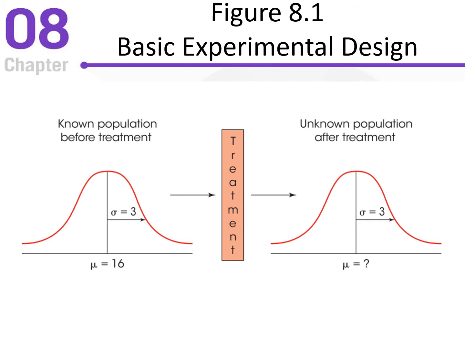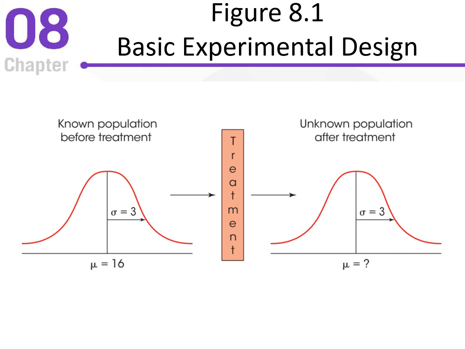So here's a basic scenario for hypothesis testing. We know that the original population we're studying has a mean of 16 and a standard deviation of 3. So we do some kind of treatment or intervention by taking a sample from that population, doing the intervention, manipulating the independent variable, and then measuring it again after the intervention is done. We expect that the intervention or the treatment will change the mean of that sample.